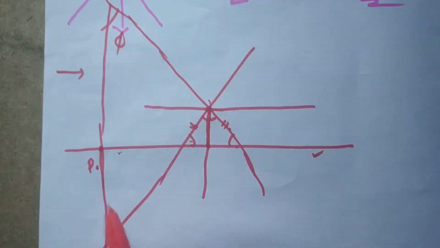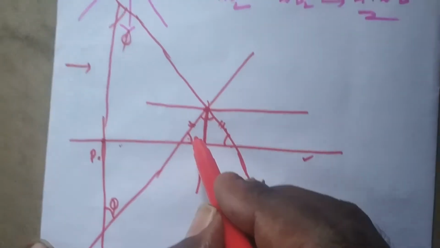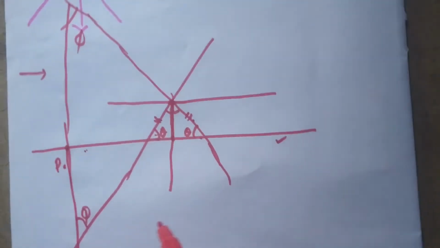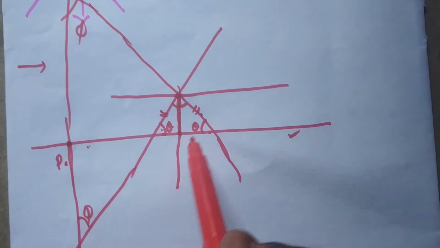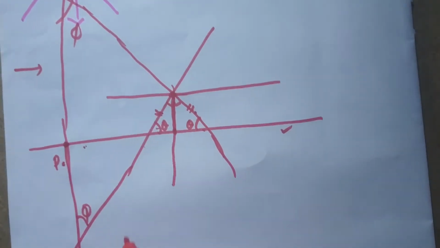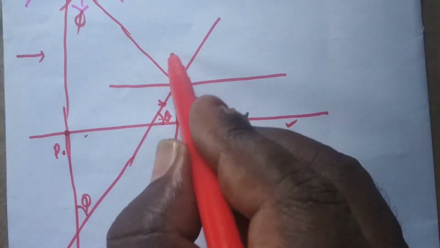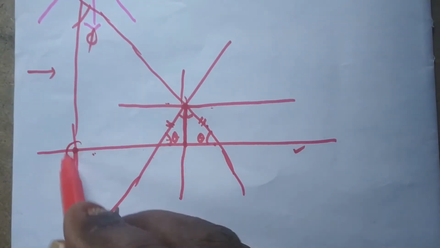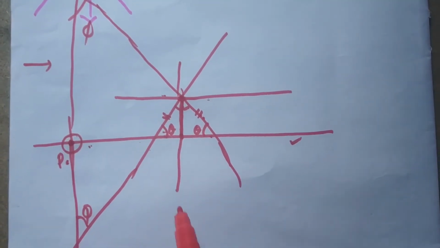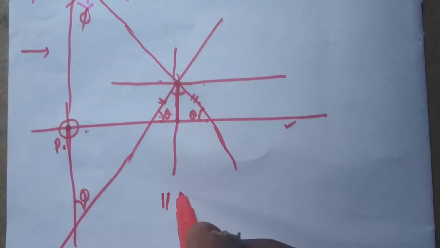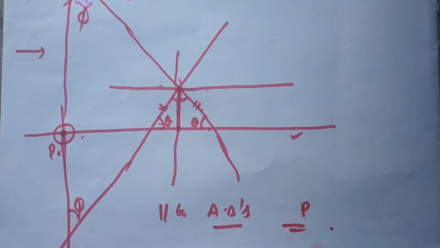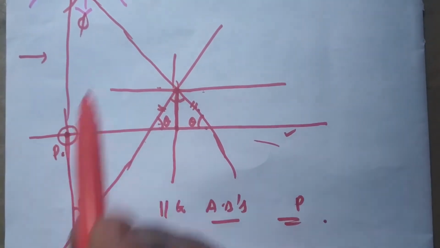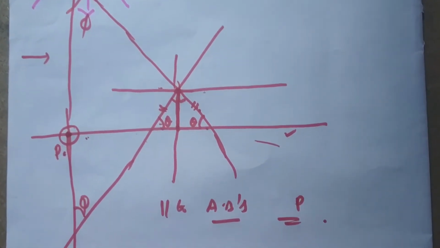If it is phi here, automatically it is phi there. If it is theta, it is also theta. There exist two lines passing through point P equally inclined to the two given lines. They are parallel to your angular bisectors and pass through point P. So the required lines are parallel to the angular bisectors and passing through your point P. In this way, we can find the required equations of the lines.